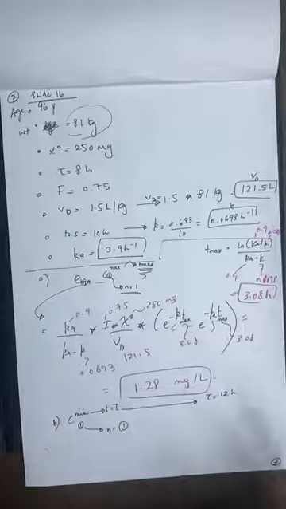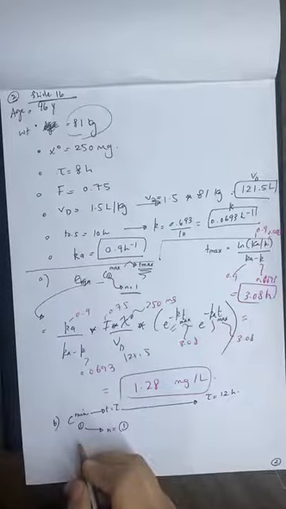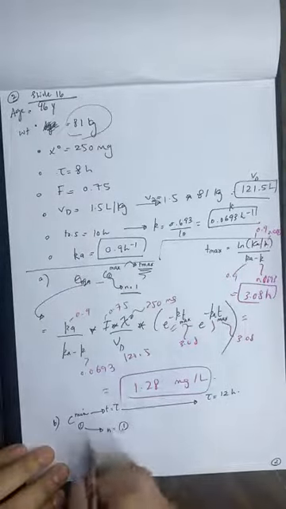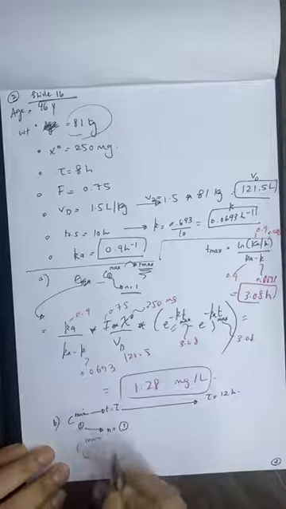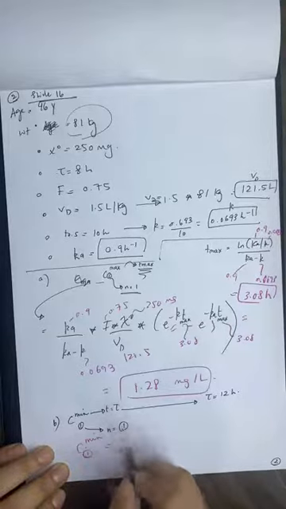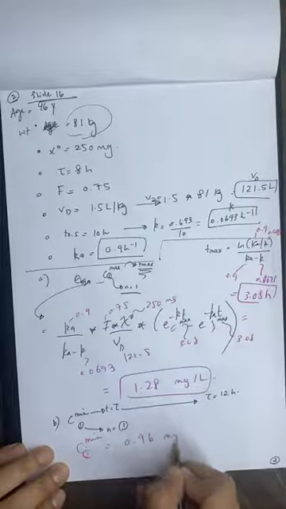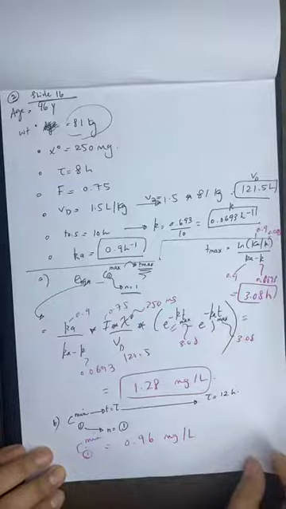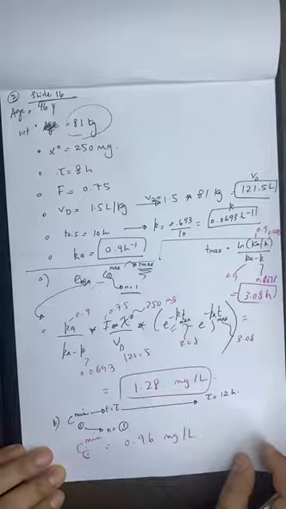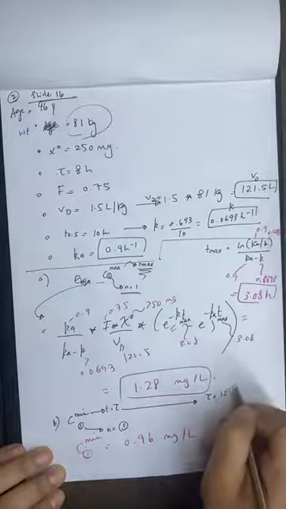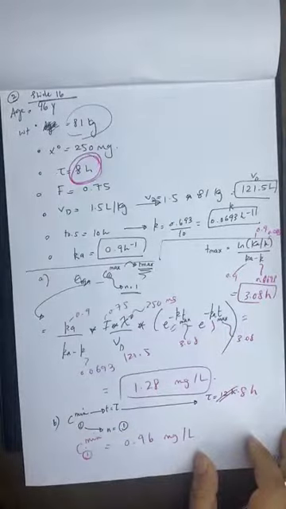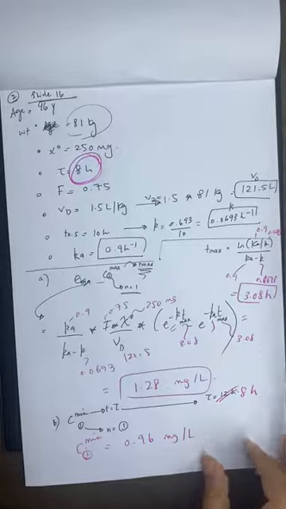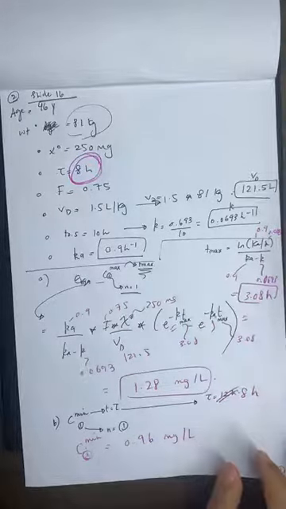And again, it's just direct substitution of numbers in the equation, and you will have C minimum for a single dose that is equal to 0.96 milligram per liter. Okay, it's not 12 hours, sorry, this is 8 hours. Okay, it's 8 hours. 12 hour was for the question before that. Okay, and again, double check the numbers.